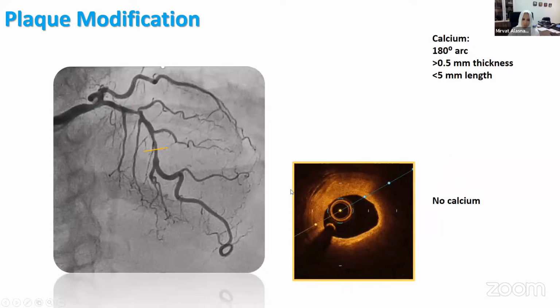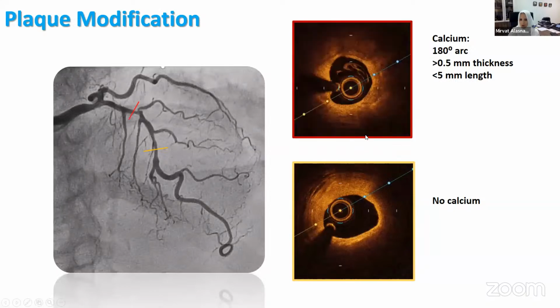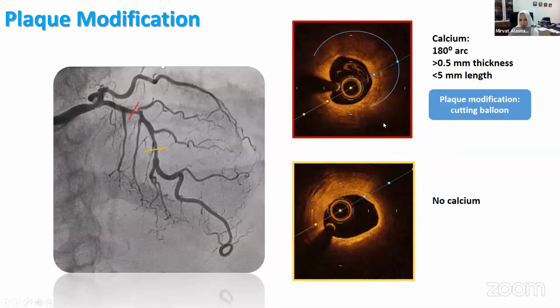So back to our patients. When you see the yellow, this is what we have. We don't really have much calcification over here. This looks a lot more like a fibrotic segment. And as we come back to the red segment, what we do see is actually a calcium arc that is about 180 degrees. It is 0.5 millimeters in thickness and 5 millimeters in length when you look at the longitudinal view of the intravascular, or the OCT, optical coherence tomography. So we opted for cutting balloon in this case. Again, no calcium, so no specific plaque modification was required there.